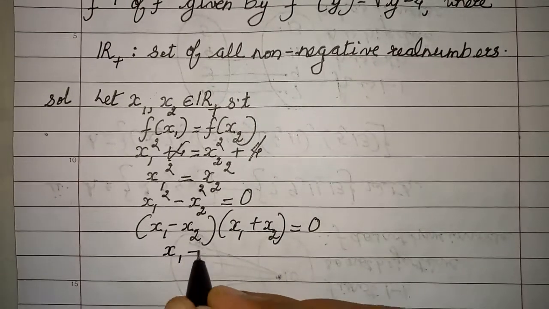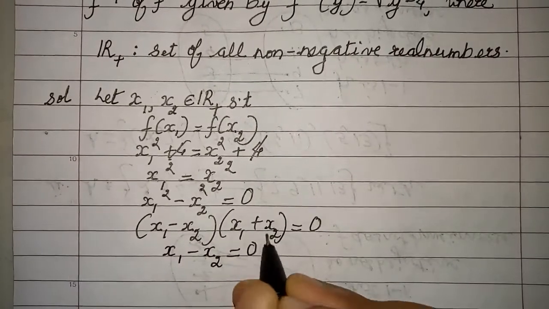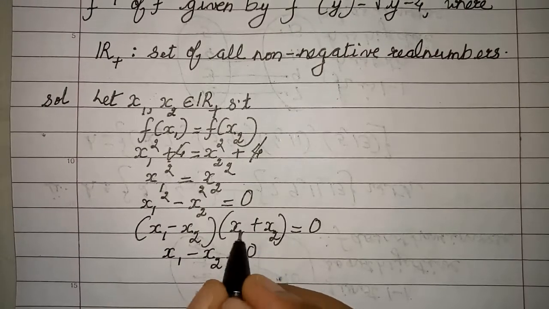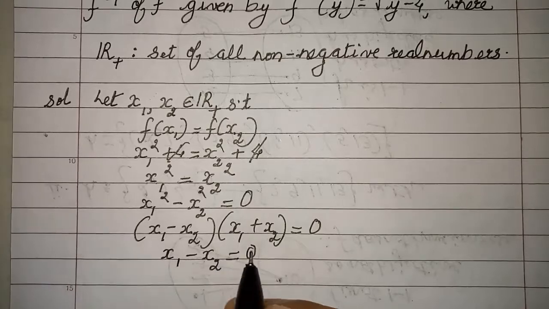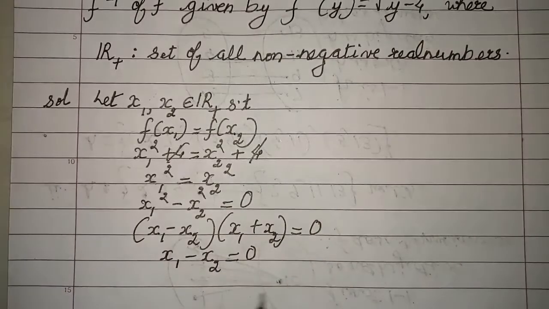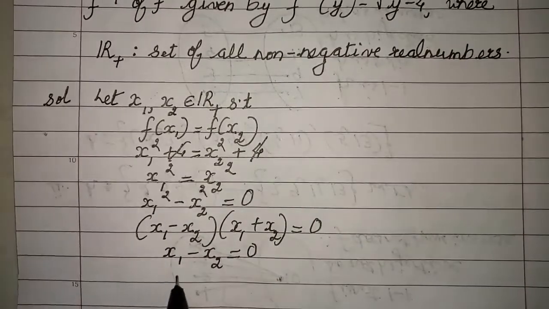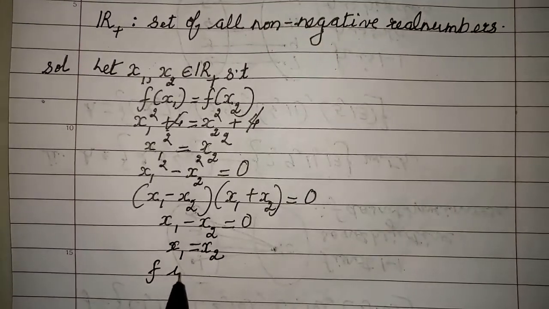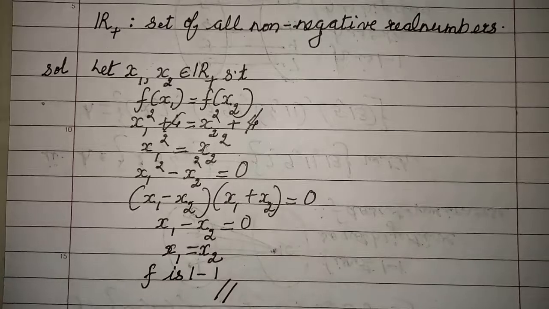So that means x1 minus x2 is 0, because x1 and x2 come from the set of non-negative real numbers. This term x1 or x2 will never be negative. Neither both of them can be negative, nor can one of them be negative. So this bracket will never become 0. So x1 is equal to x2. That means my function f is one-one.